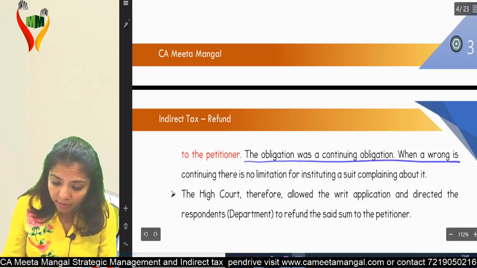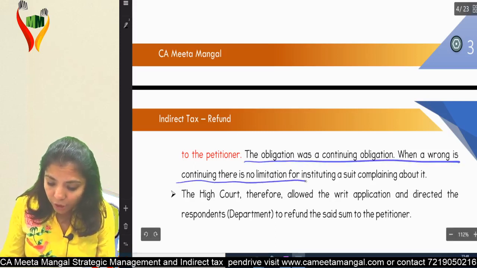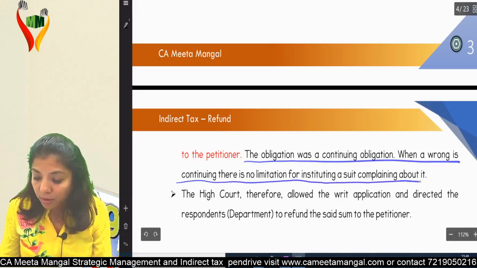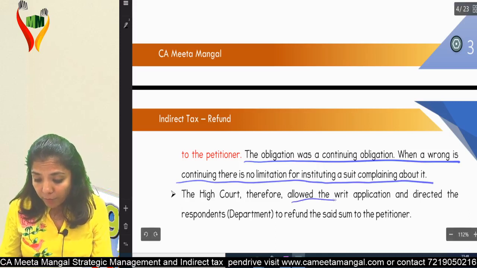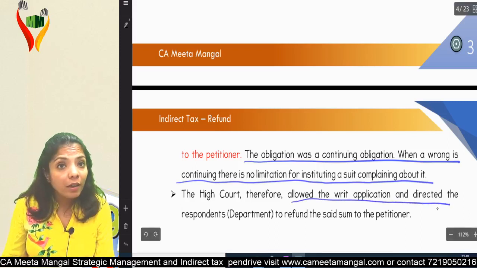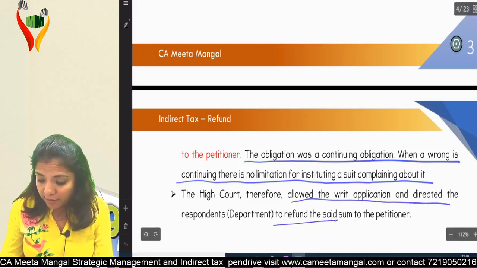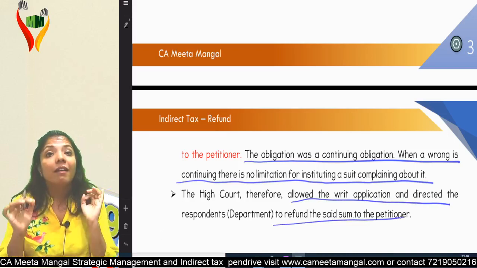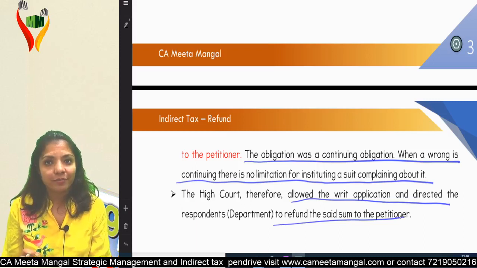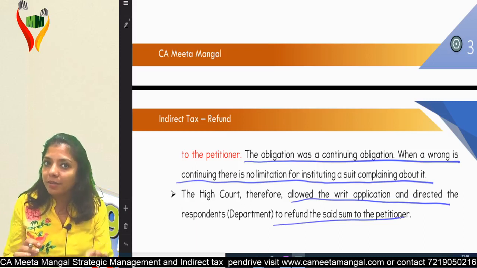When a wrong is continuing, there is no limitation for instituting a suit complaining about it. The High Court therefore allowed the writ petition and directed the respondent, that means the department, to refund the said sum to the petitioner. Am I very clear? A really good question. Am I clear? Can I go ahead? Is this clear?